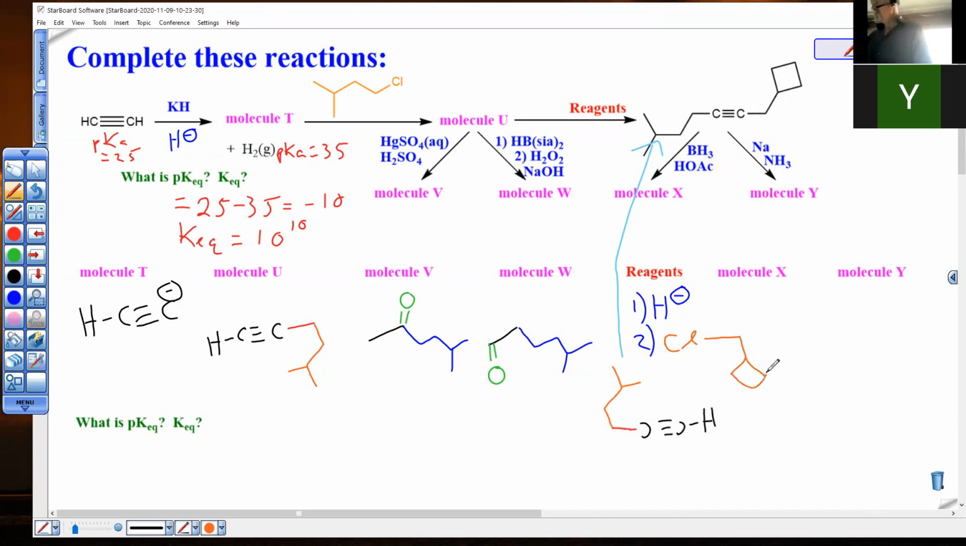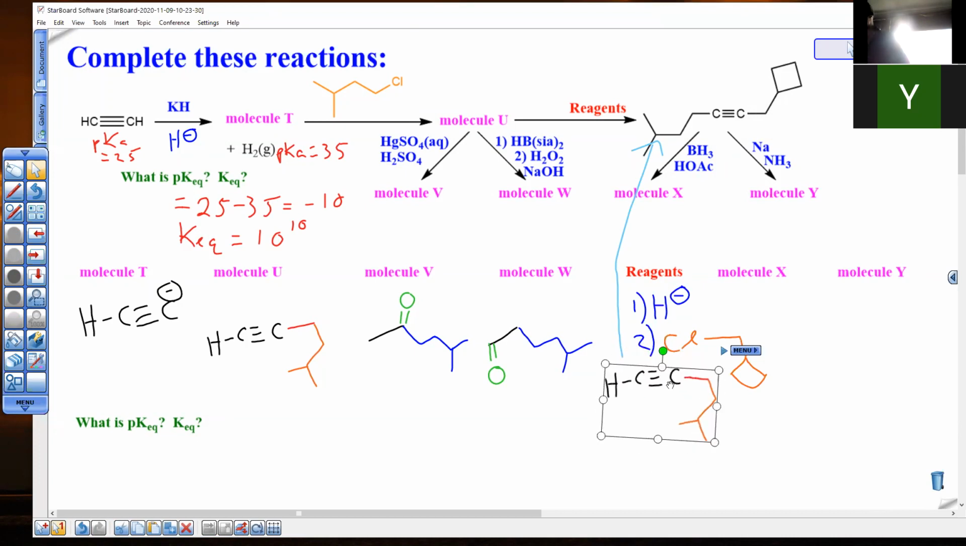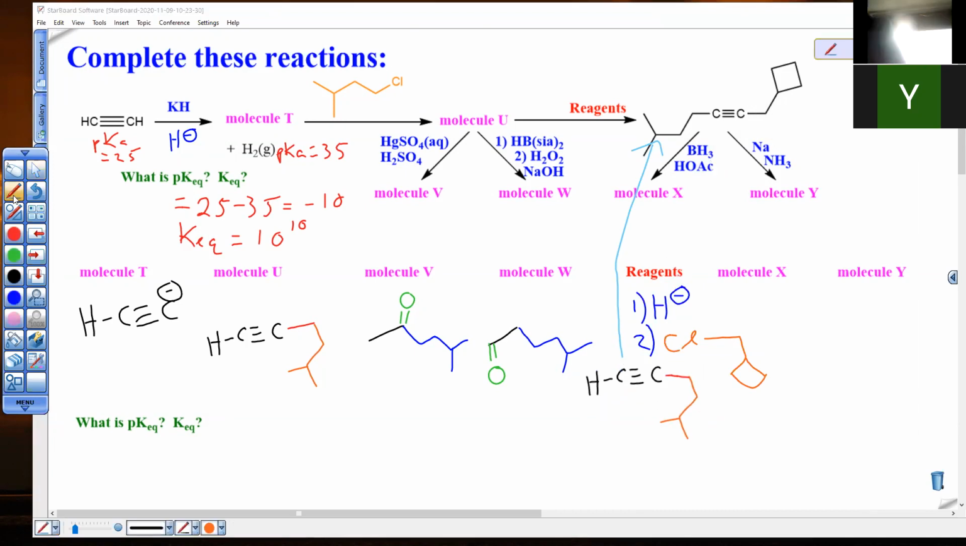Done. Reagents that would get me from here to here. And I'll flip this over again if I'm lucky, and I'm not. There we go. Those upside down C's are getting to me. And now I have to say, what's molecule X going to be if I use hydroboration / protonolysis? And that gives a cis alkene. So here is the alkene, molecule X.